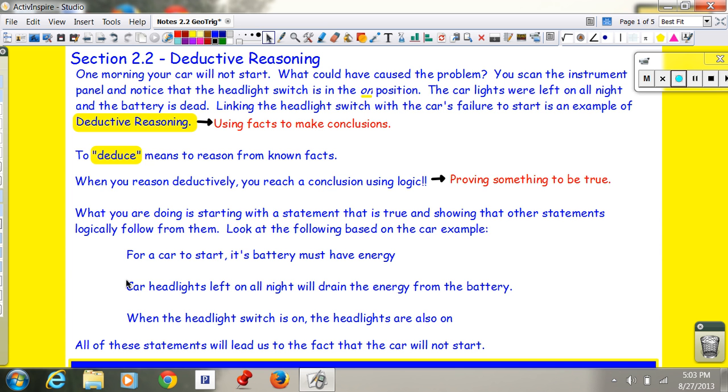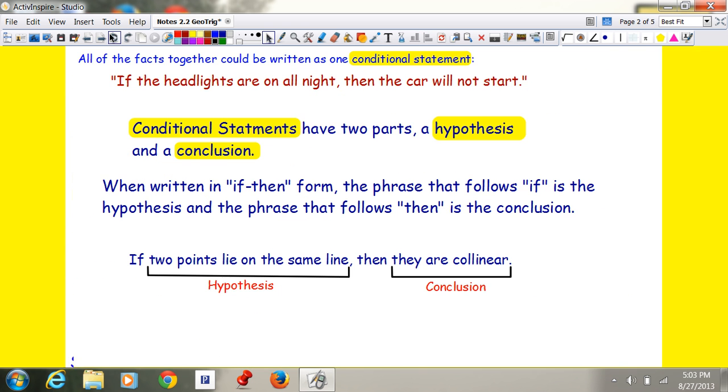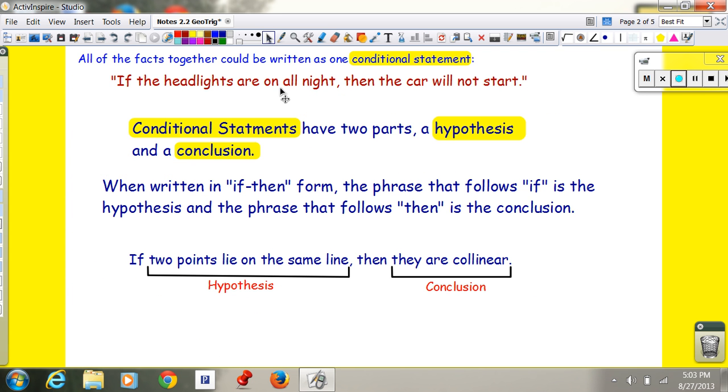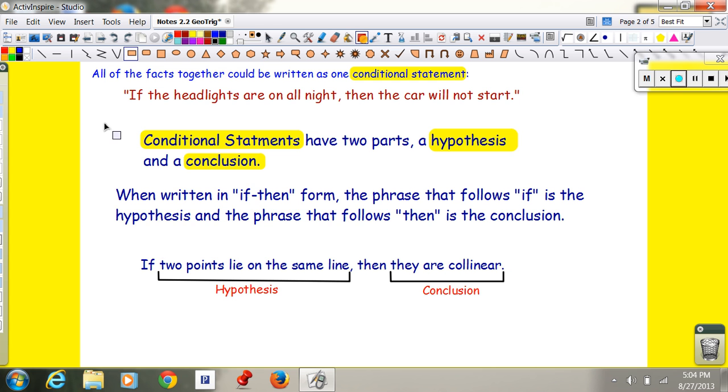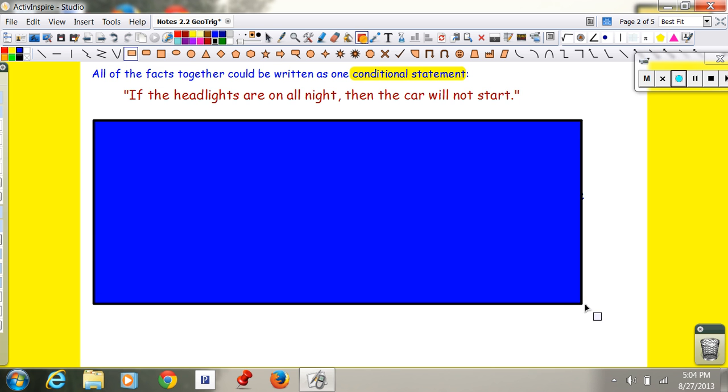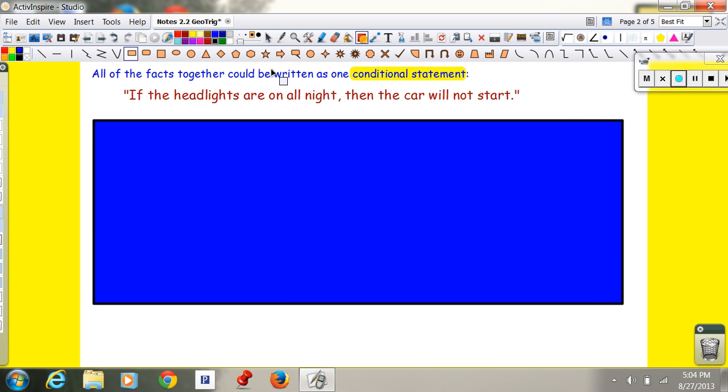So if we look at these three statements, put them together: for the car to start, the battery must have energy. If you leave the headlights on all night, it'll drain the energy from the battery. When the headlight switch is on, the headlights are also on. If we use all these three statements, what it leads us to believe is that if the headlights are on all night, then the car will not start. That's what we can deduce from those facts. If the headlights are on all night, then the car will not start.